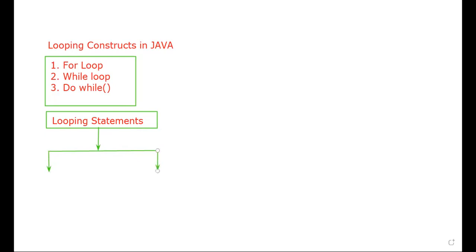So what comes in entry control? For loop and while loop. It means in these kinds of statements, the condition is tested in the very beginning. Got my point? Checking the condition in the beginning is called an entry control loop.